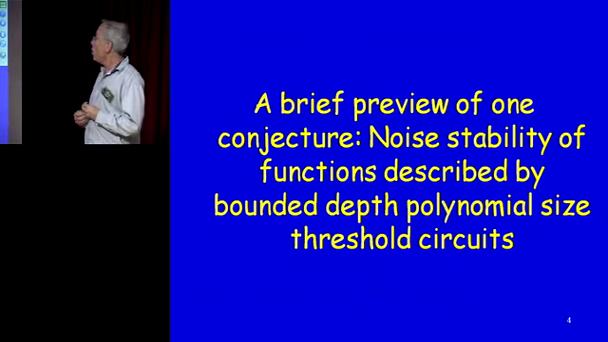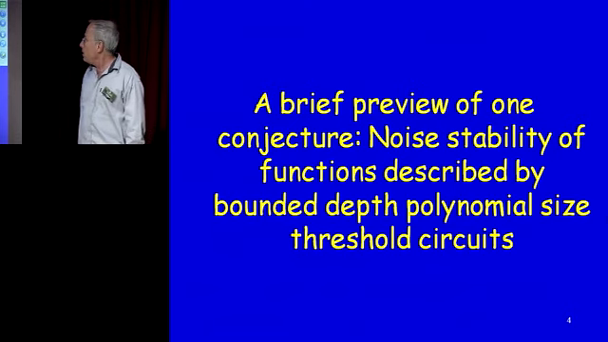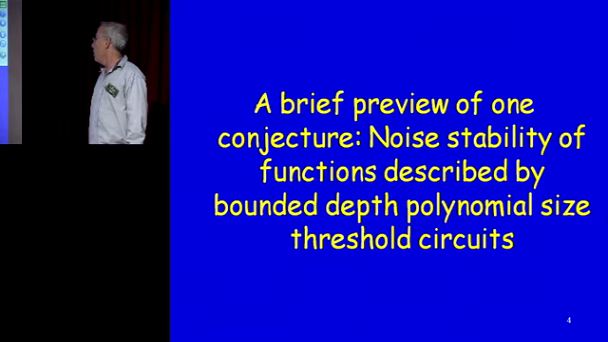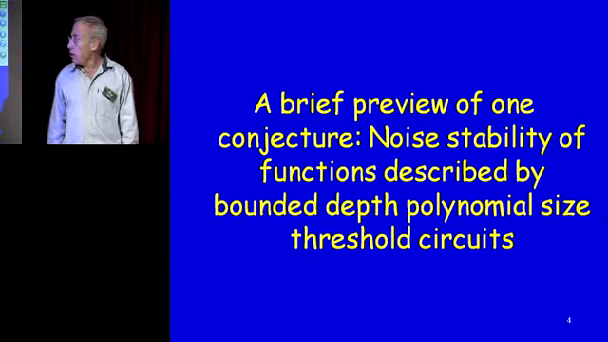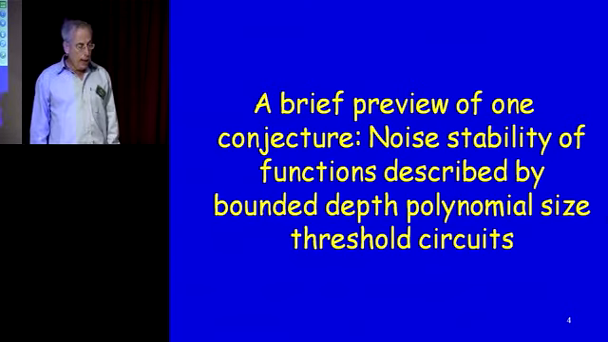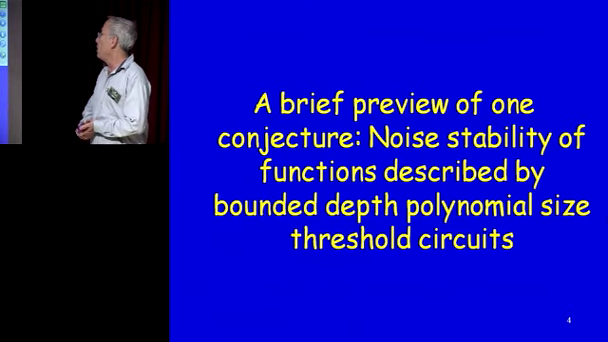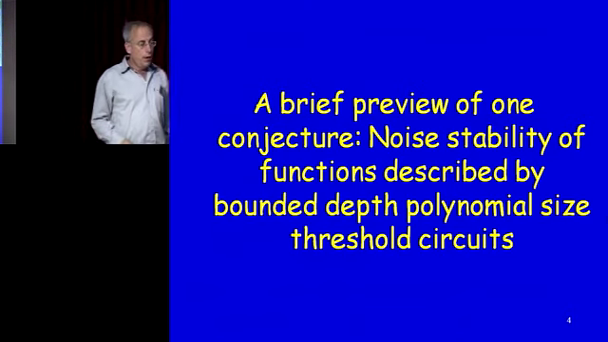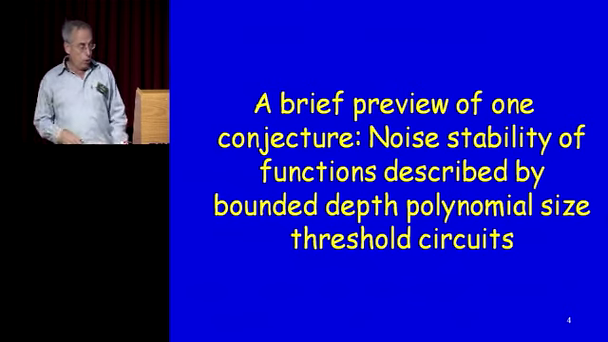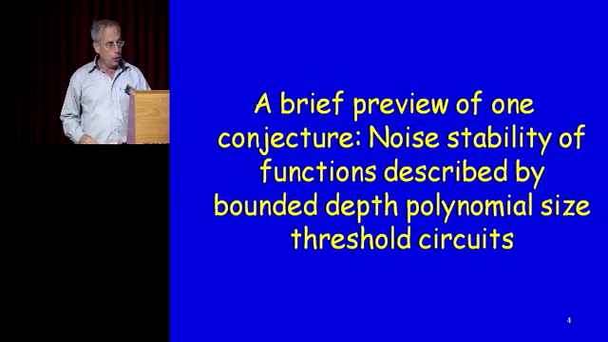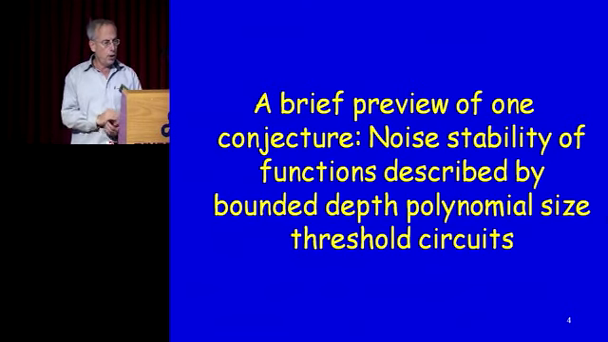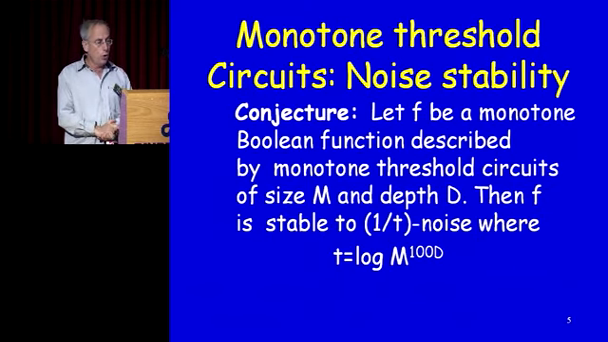I think this conjecture is realistic if we restrict ourselves to monotone bounded depth circuits. It's a little bit science fiction if we talk about general threshold circuits, and it will be natural and it will have nice implications. So this is a conjecture I would like to mention toward the end of the talk, but for the experts who know everything that I'll say in the beginning, they can go ahead and think about it. Here is the conjecture. Let f be a monotone Boolean function described by a monotone threshold circuit of size m and depth d. Then f is stable to 1 over t noise, where t is log of the size to the power 100 of the depth. Okay, so we will come back to this conjecture.